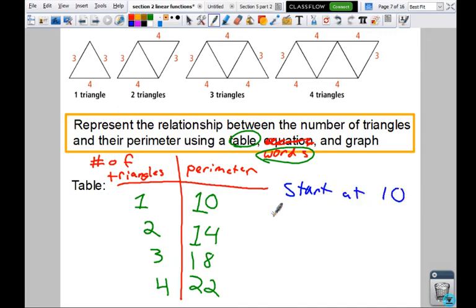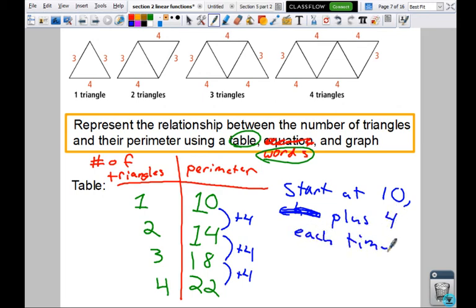Start at 10, and then we change by 4 each time. That's a plus 4, plus 4, plus 4. So we're going to say start at 10, and then change by plus 4 each time. Actually, I'm just going to say plus 4 each time, make it a little easier. Start at 10, plus 4 each time. That's all I need for the words. So it's kind of the same thing every time. You say where you start and then how much you change by.